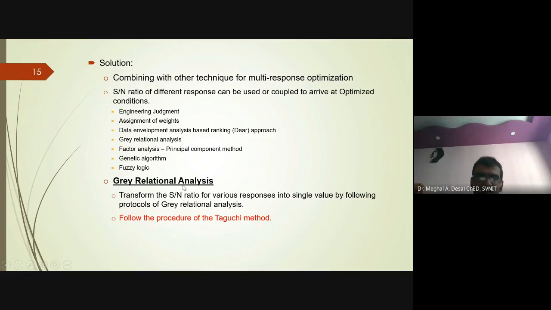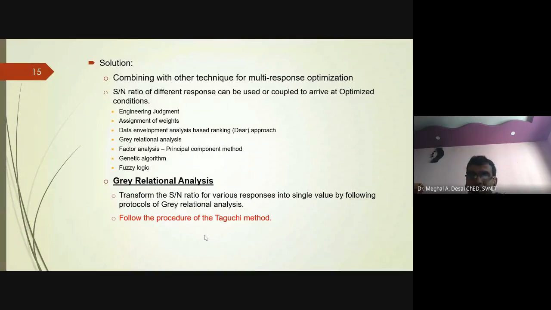So transform the signal to noise ratio of various responses into a single value by following the Gray relational analysis. Once you do that, then follow the procedure of the Taguchi method. If you recall, even for the signal to noise ratio, what did we do? Two values were there, two repetitions were there. We combined these two repetitions into one value, that was the signal to noise ratio. Now we have more than one signal to noise ratio. We are going to combine those signal to noise ratios into one value.